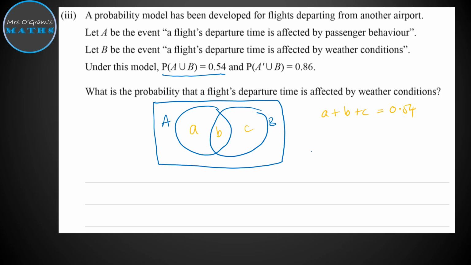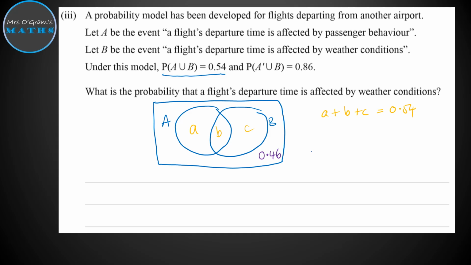Now, since the whole of our Venn diagram has to add up to 1, then anything outside, let's call that region D. A, B, C, and D, they've all got to add up to 1. So if those three inside of the circles add up to 0.54, then it leaves outside of the circle as being 0.46, so that it adds up to 1.